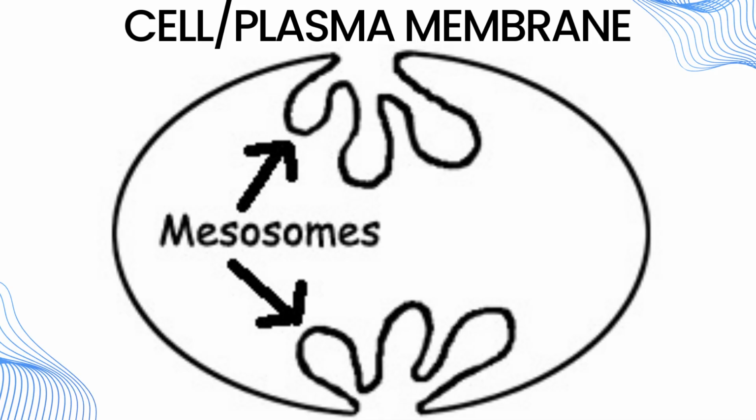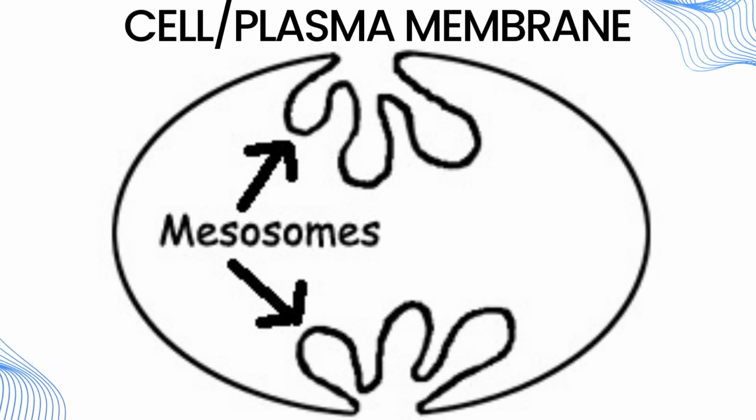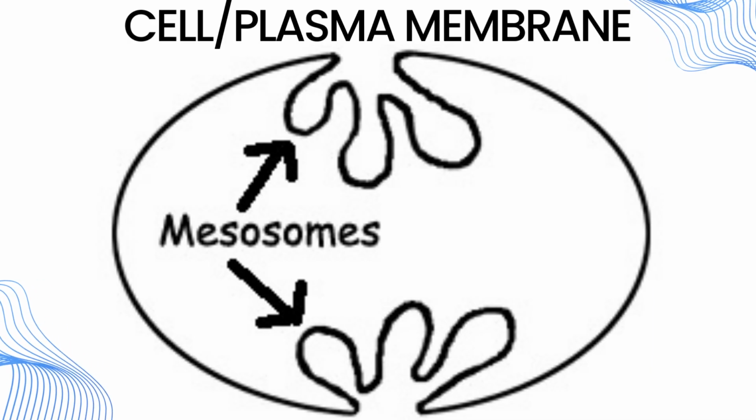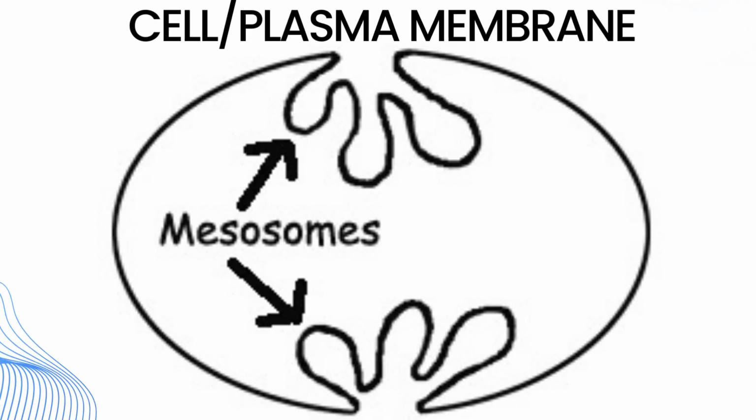The functions: it was previously thought that they help in the cell wall formation during division of the cell. It is also believed that they increase the surface area, hence helping in respiration and photosynthesis for some photosynthetic prokaryotic cells, but it is not clearly established that these are the functions.